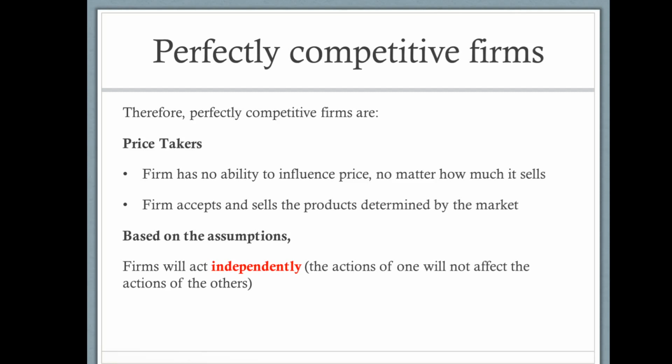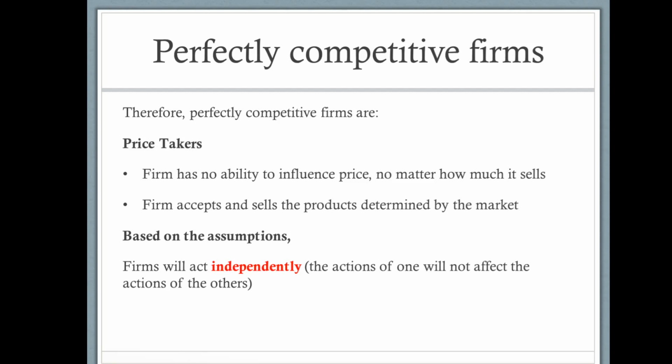Because of all those assumptions, the firms are going to act independently, because they don't need to care about what the other competitors are thinking. We are all selling the same thing, we are all very small firms, and we don't have any control at all. So we just act independently as long as we use the price determined by the market. We can sell whatever output that we want.